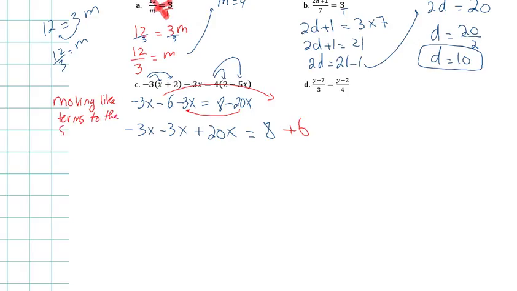Now, -3x minus 3x, -6x plus 20x is 14x, equals to, what's 8 plus 6? 14. Okay? Divide both sides. So that's a 1. x is 1 because I divide by 14 because I want to get rid of it.